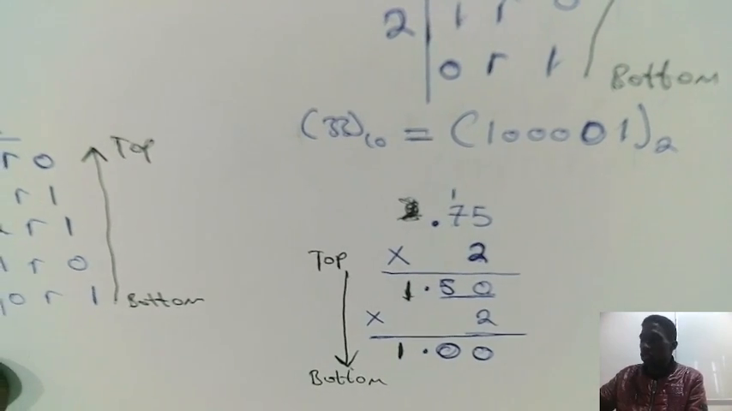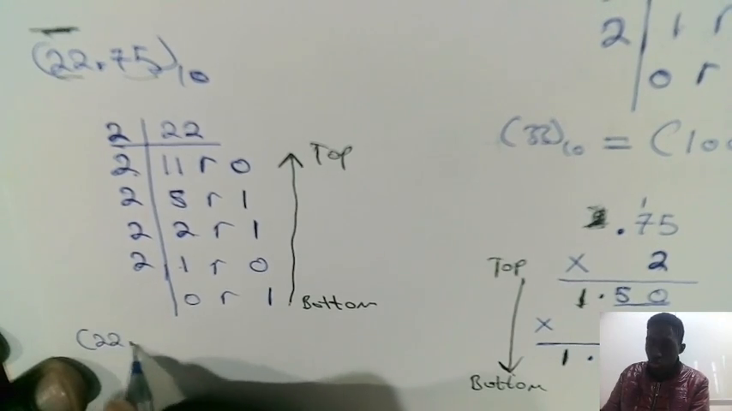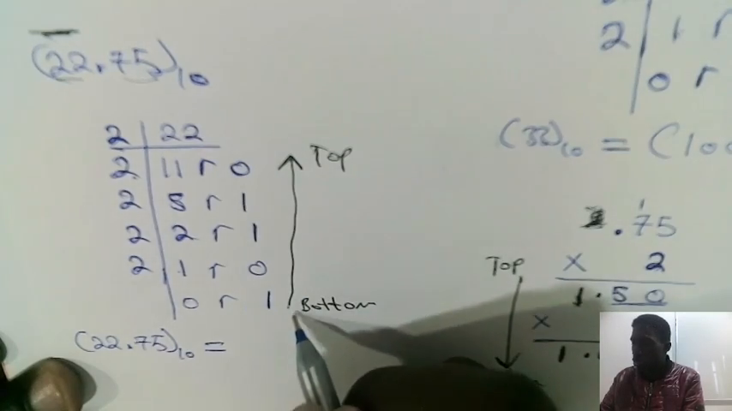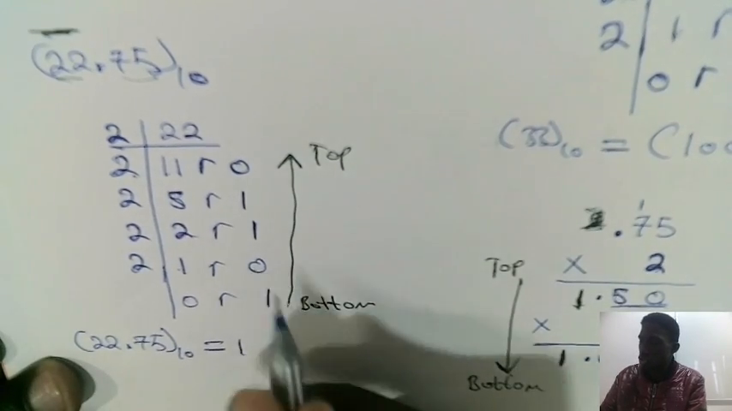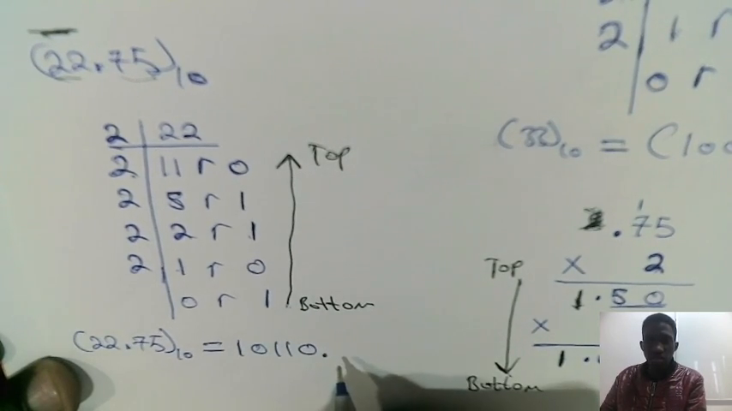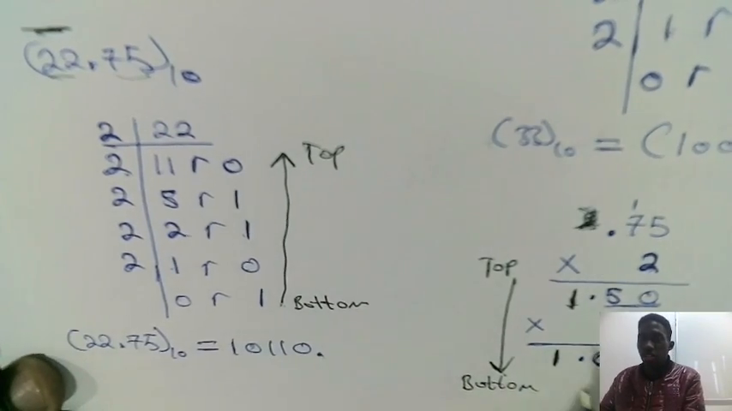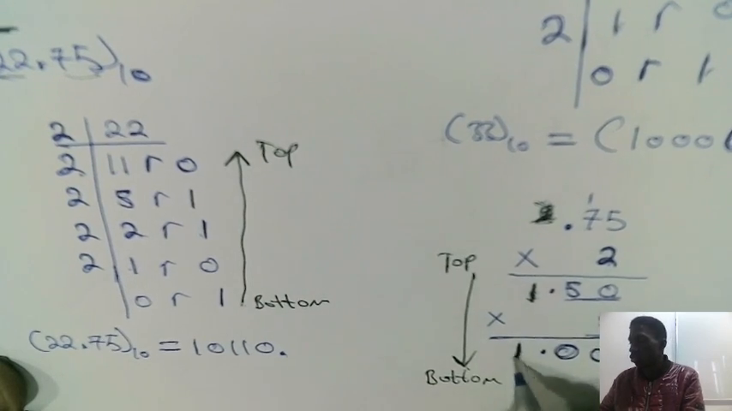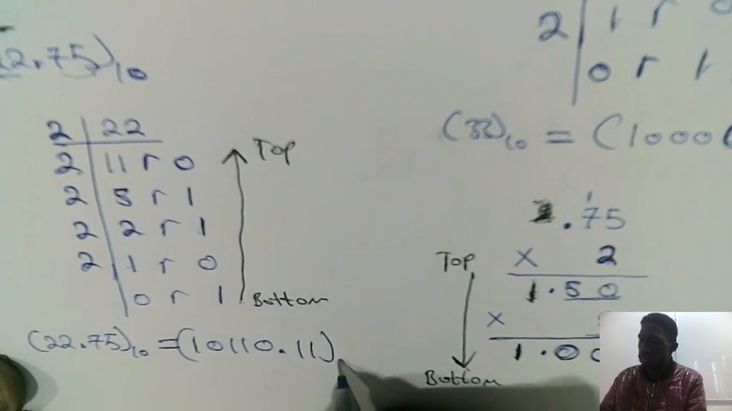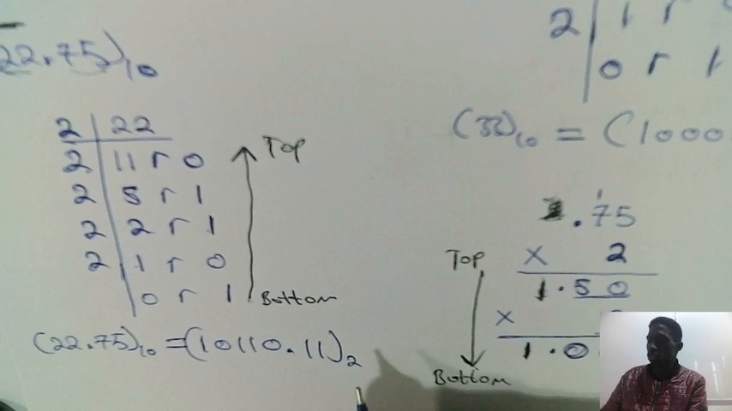So what's my final answer? Let's write it. 22.75 in base 10 is equal to, for the whole number part, I'm reading from the bottom to the top, so I have 10110. After I'm done with the whole number part, I put the decimal point and I go to the decimal part, 11. I'm reading from top to bottom. 10110.11 in base 2. And I successfully converted this number to a number in base 2.